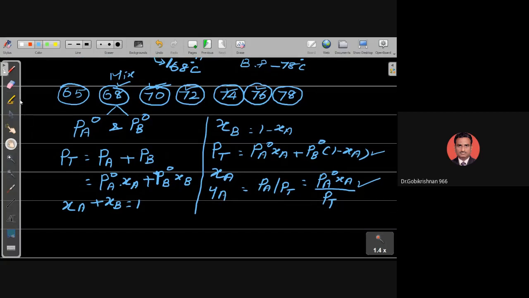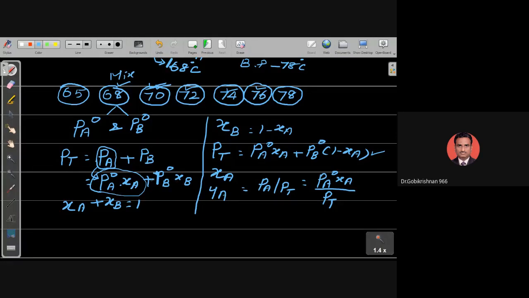This PA, here, I can replace with the help of this expression. This expression is Raoult's law. Similarly, I change this PB as PB0 into XB.